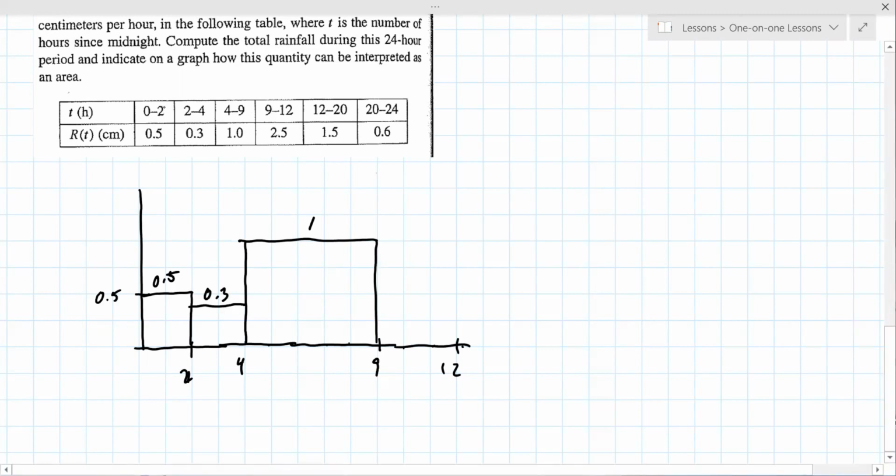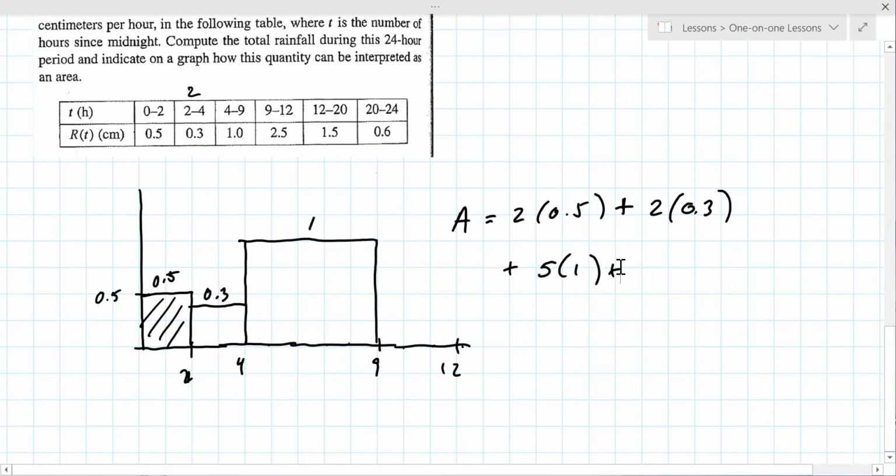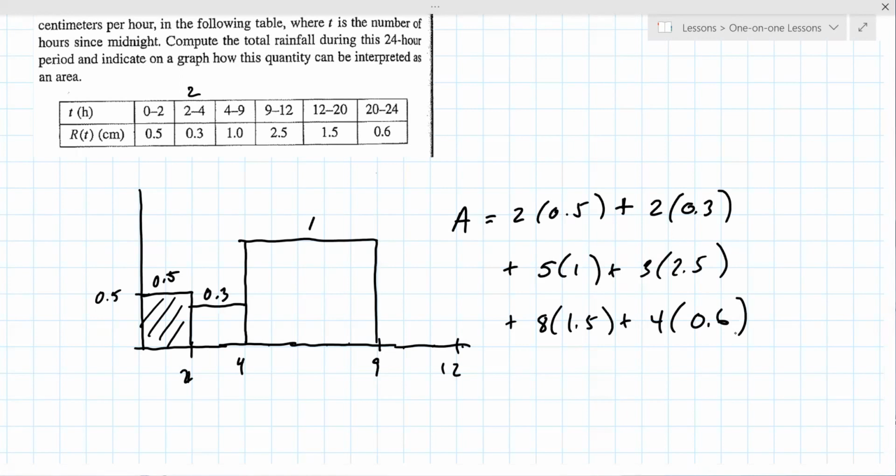Like you can take 2 times 0.5, because that's this first rectangle. First, the area, which is the total rainfall, it's 2 times 0.5 for this first rectangle, plus 4 times 0.3. You would think 4, but it's 4 minus 2, so it's 2 times 0.3. So that's 5 times 1 plus 3 times 2.5. Yes, 3 times 2.5 is 8 times 1.5 plus 4 times 0.6. Okay. And then that's the total rainfall? Yes, yes, when you get all whatever that is. Okay, cool.